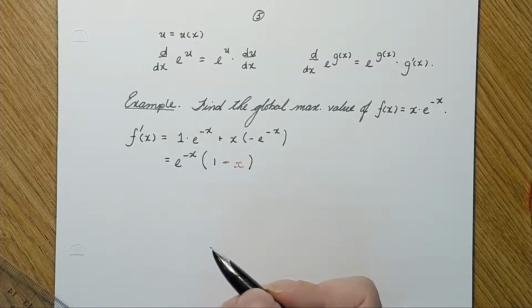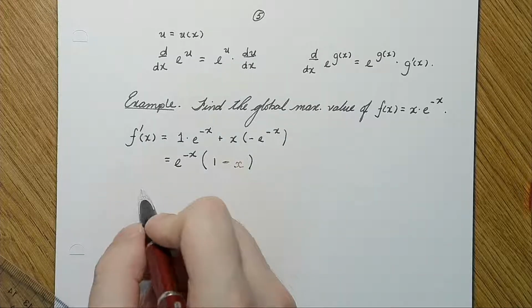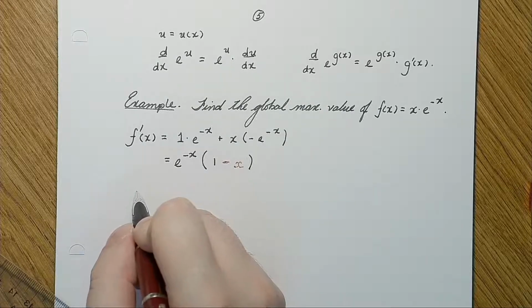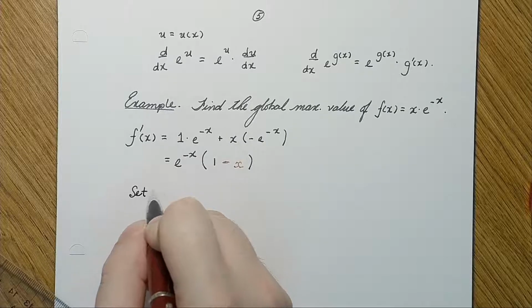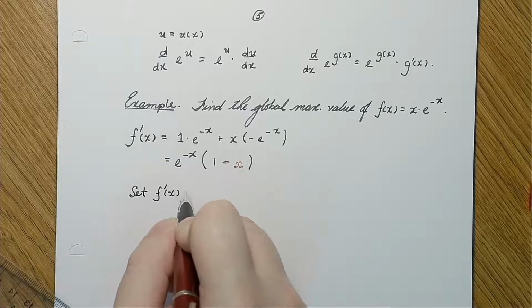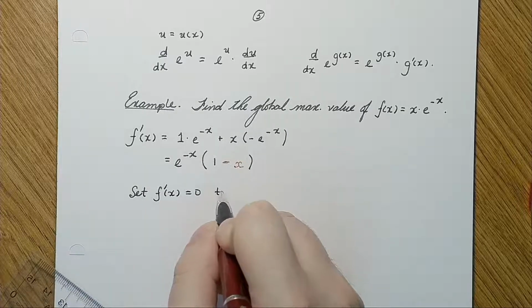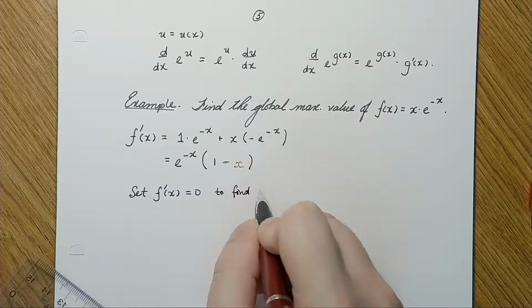Okay. And now we're going to set this to 0 because we're going to find the critical values. So set f prime to 0 to find critical values.